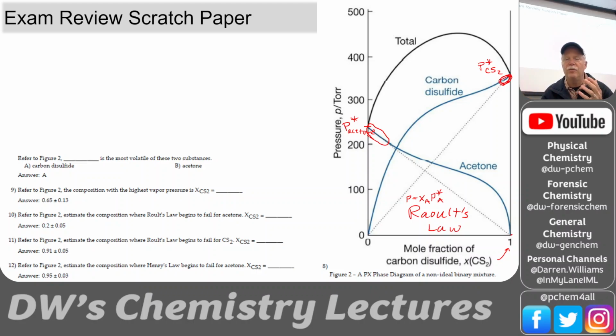Notice that I can't say which is the solvent because it depends on which end of the diagram you're on. Whichever one you're close to the number 1. So we're close to 1 on the carbon disulfide here. So that's dirty CS2. And then if we're over here, we've got mostly acetone, so that's dirty acetone.